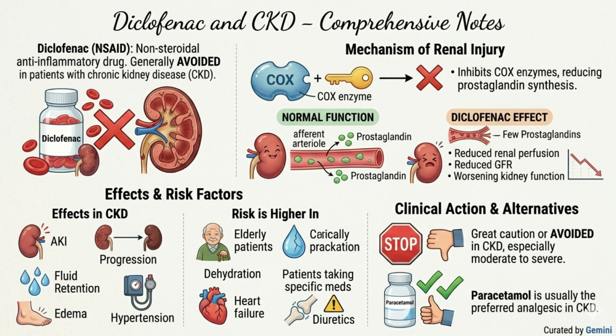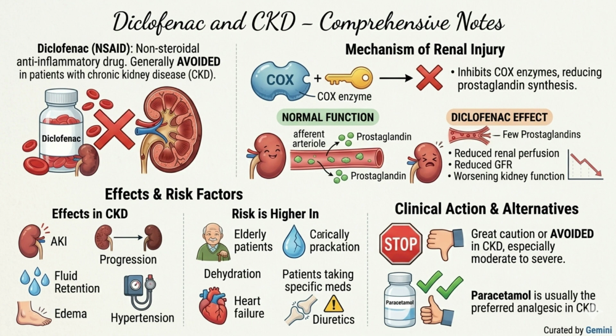The mechanism of renal injury. To understand why diclofenac is harmful to the kidneys, one must look at the microscopic level of blood flow regulation within the renal system. 1. Inhibition of COX enzymes. Diclofenac works by inhibiting cyclooxygenase, COX-1 and COX-2, enzymes. In most parts of the body, this is beneficial because it reduces the synthesis of prostaglandins, which are the chemical messengers responsible for pain and inflammation. However, prostaglandins also play a housekeeping role in the kidneys.